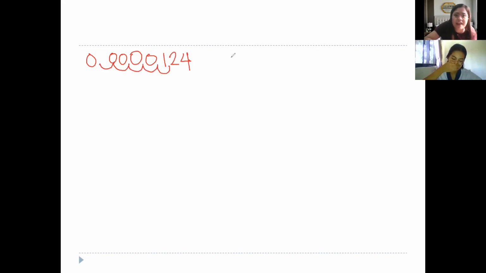Okay, so let's have a little review about the scientific notation. We have here an example. If it is a very small number, like 0.0000124, if we make this into scientific notation, remember, we will just move the decimal point to the right. So when we move this, we have 1, 2, 3, 4, and 5. So this becomes now 1.24.